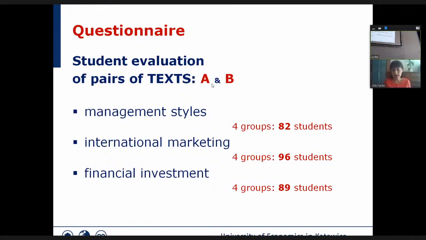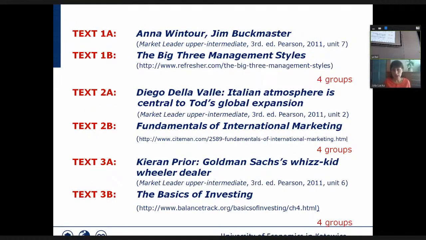And in each pair, as you can see, the text A was taken from Pearson's 3rd edition of Market Leader, Upper Intermediate, and text B in each pair was extracted from the internet repository of business-related articles. And I made sure that the texts were content-loaded and with quite basic, quite fundamental information pertaining to those 3 topics. And this is suggested in the titles, as you can see: Basics of Investing, Fundamentals of International Marketing. Whereas texts A, taken from the course book, suggested stories or experiences of real business people, entrepreneurs.